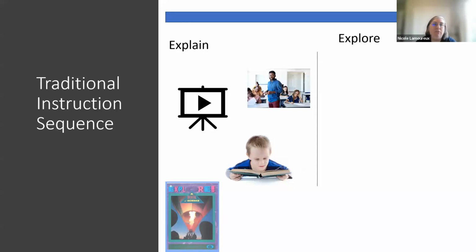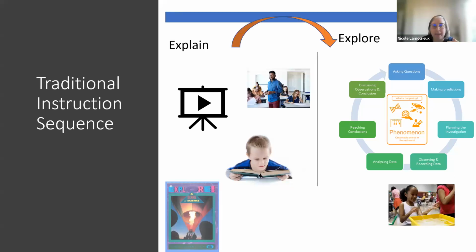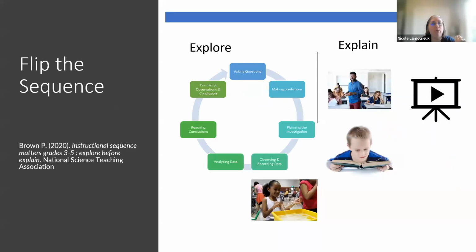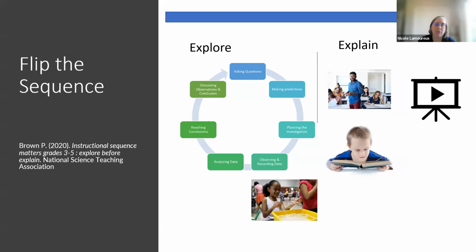So that leads us to some ways of looking at our instruction of explain and then explore. Sometimes we would introduce the concept or the term to our students, and then we would give the investigation for them to do. But the research in science education is looking at flipping that, where students explore first before explain, and what that does is help students to build context.